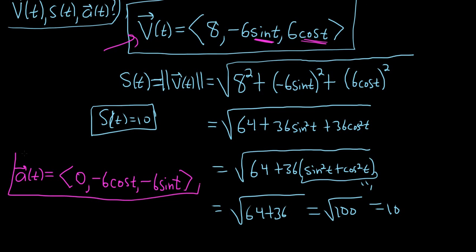Let's just double check that one more time. The derivative of 8 is 0, check. The derivative of sine is cosine, looks okay. And the derivative of cosine is negative sine, so everything looks good.